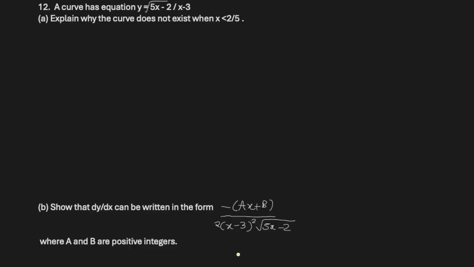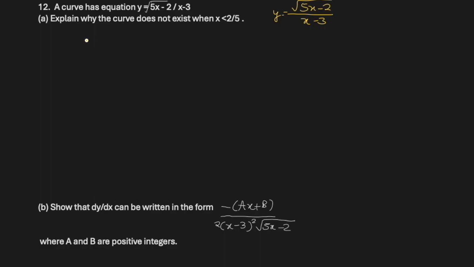Question 12. A curve has equation y = square root of (5x minus 2) divided by (x minus 3). Explain why the curve does not exist when x is less than 2/5.